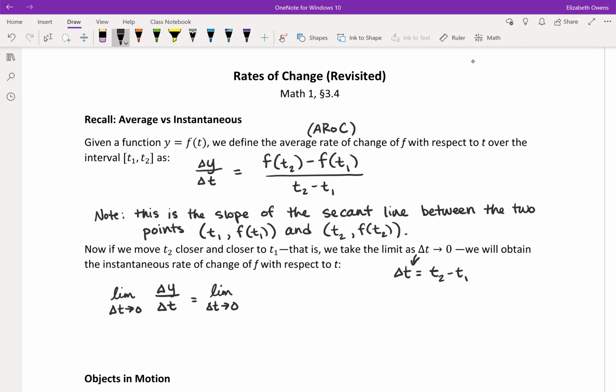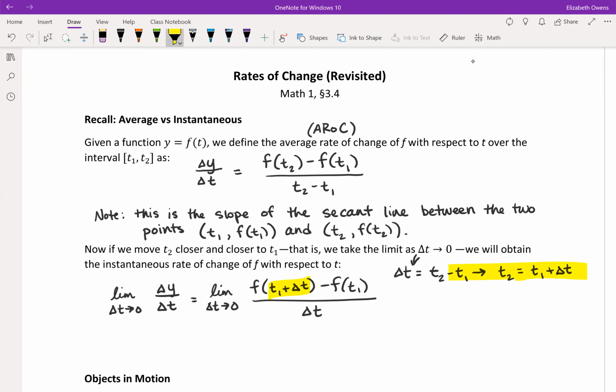Remember how we did it back in chapter 2? We kind of turned this around a little bit so that we would just focus on one point. And here we would have the fact that t2 equals t1 plus delta t. Okay, so we would have f of t1 plus delta t minus f of t1 all over delta t, because that's the t2 minus t1 thing in the denominator there. Okay, this is t2 getting plugged in.